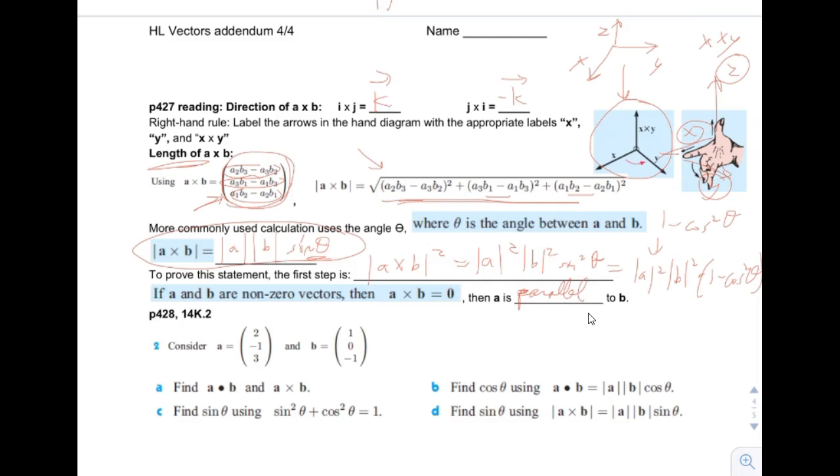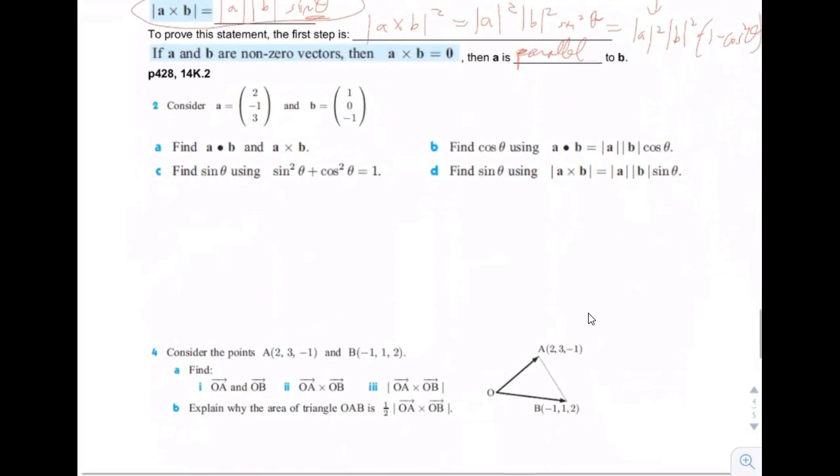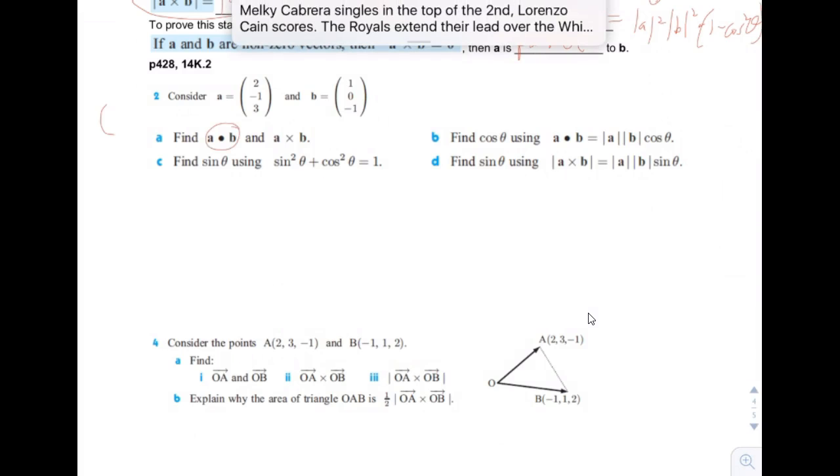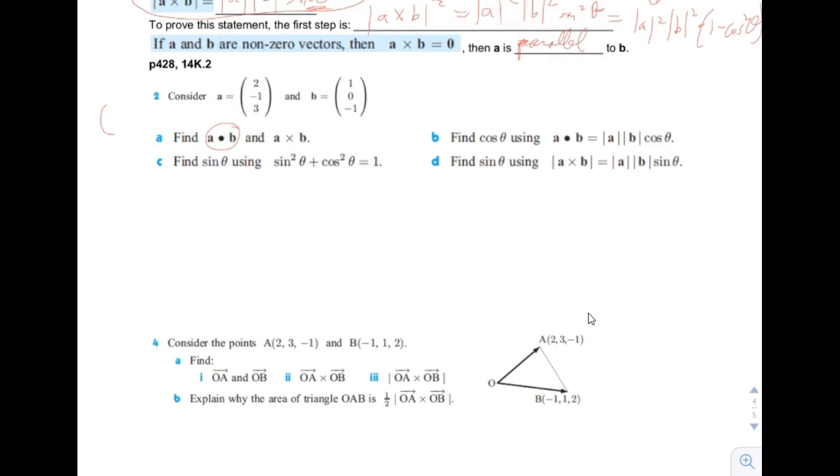All right. 2, consider vectors A and B. And first it wants us to find A dot B and A cross B. Okay, so let's find A dot B first. So A dot B is basically going to be 2 plus 0 plus negative 3. So that would be negative 1. So the answer to A dot B is negative 1.